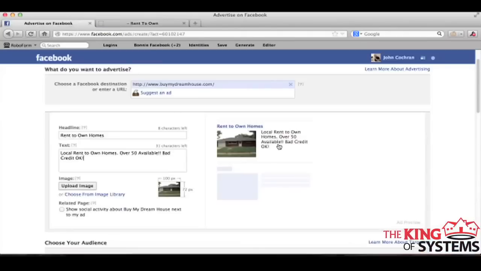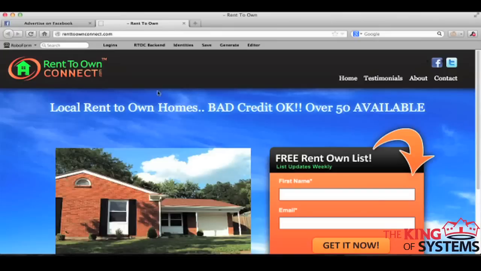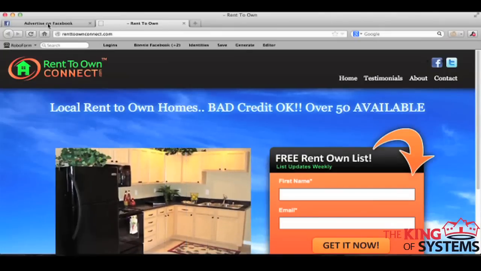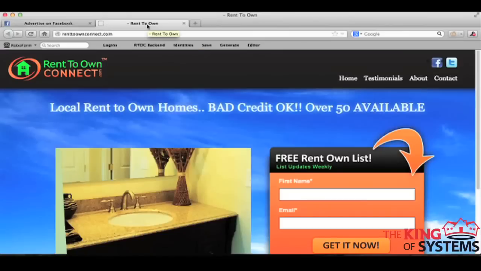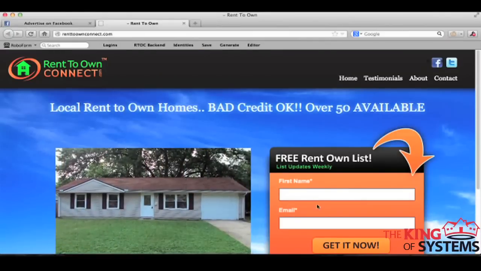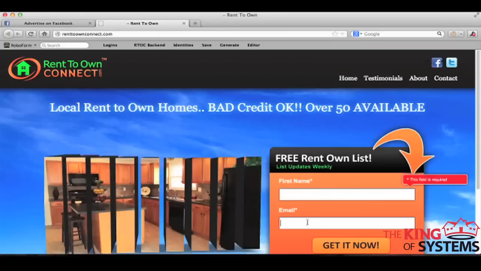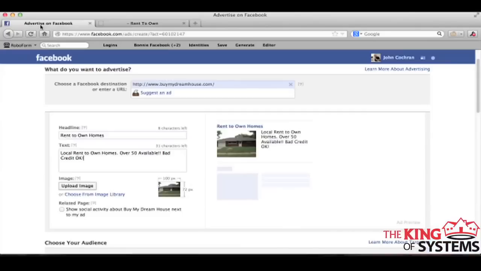Now, if you noticed, this description right here is local rent-to-own homes over 50 available, bad credit, okay. It's the same exact headline. Why did I do that? Because when people click on those ads over on the right-hand side, they click because of the picture, and then because of local rent-to-own homes over 50 available, bad credit, okay. That sparked their interest, then they come to this page. It's very similar, so you're more prone to get their info out of them. If I had a completely different headline, like buy a rent-to-own home from us, it wouldn't have matched.